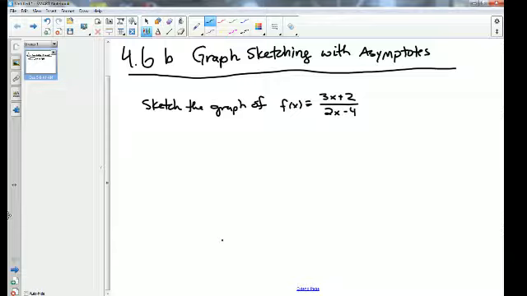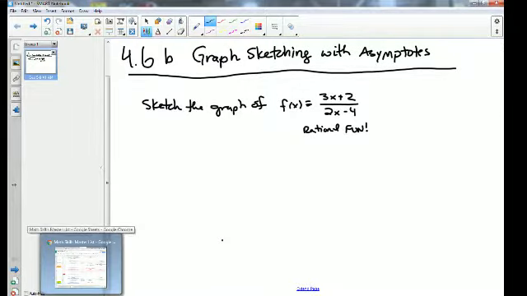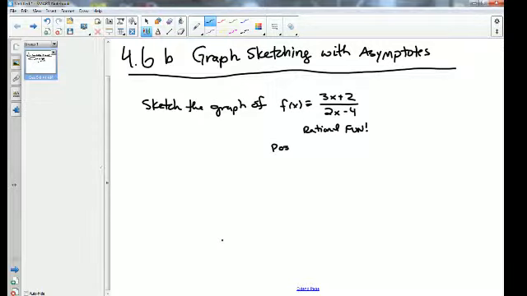When you see a rational function, your alarm bells for an asymptote should immediately go up. Ding. That's rational, right? So we have a possible asymptote. Where would a vertical asymptote possibly be? Possibly at 2, right? So there's a possible vertical asymptote at x equals 2, right?